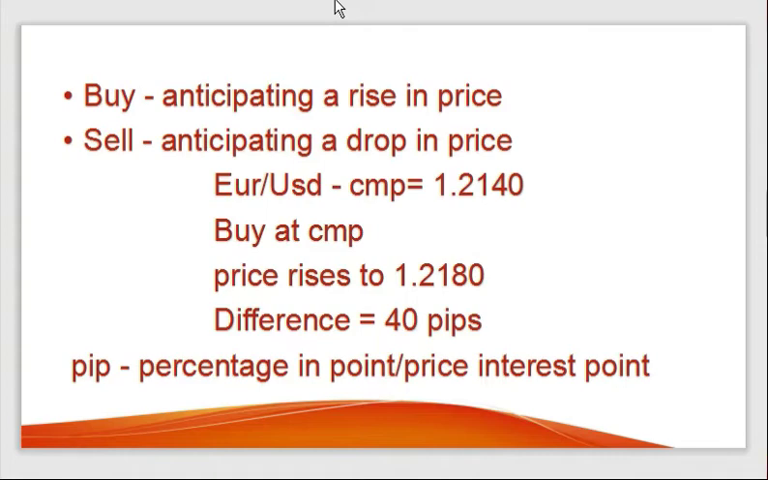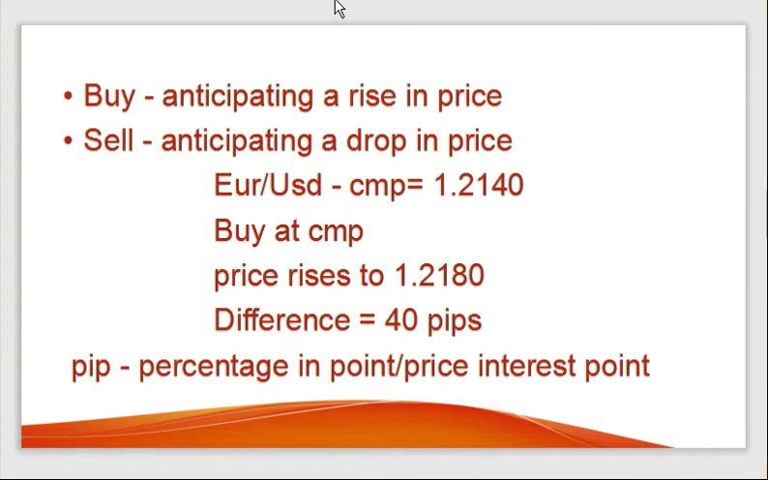So if you buy and the market starts to rise, the more it rises, the more profit you will make. If you sell and the market starts to drop, the more it drops, the more profit you will make, right? It's that simple. Now, let's say Euro USD, CMP stands for current market price. Let's say the current market price for Euro USD is 1.2140. Forget about the spread for now. I just want to simplify it in a way that you can understand.